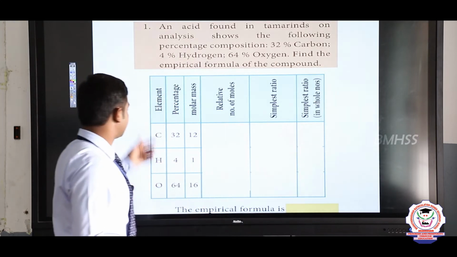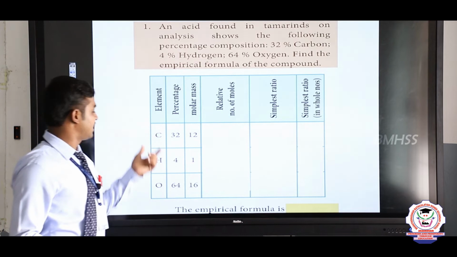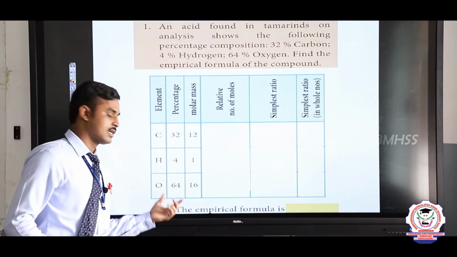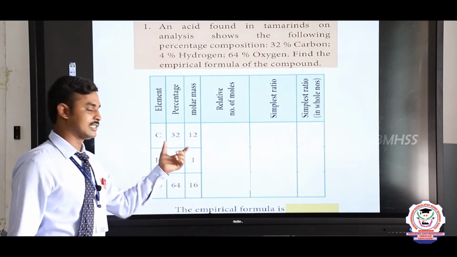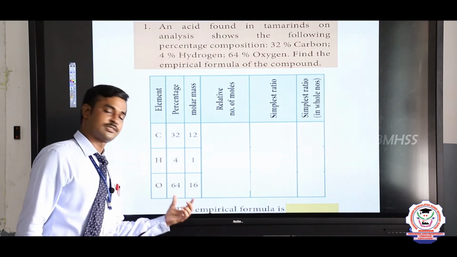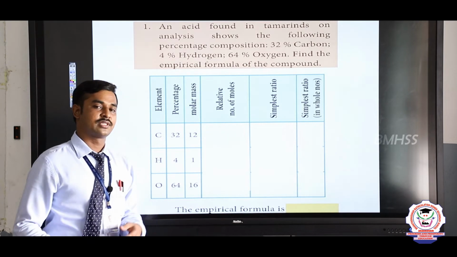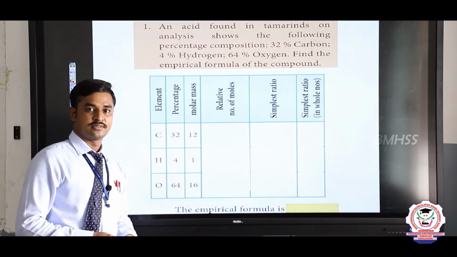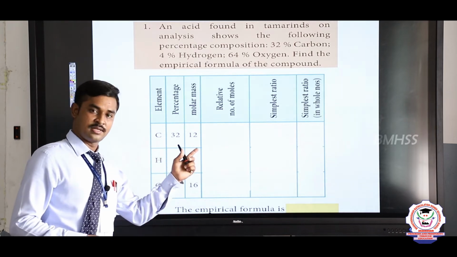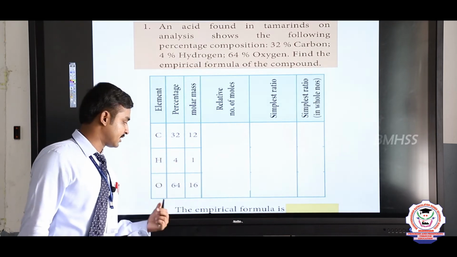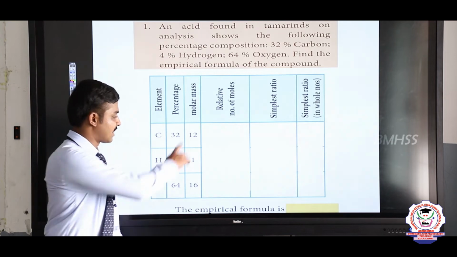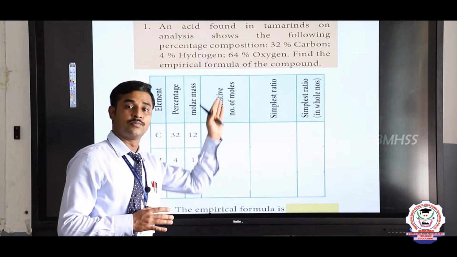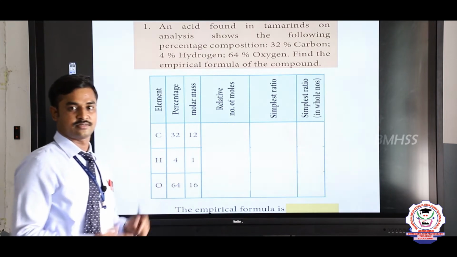See this. We have the elements carbon, hydrogen and oxygen. The percentages are given as 32, 4 and 64: for carbon 32, for hydrogen 4, for oxygen 64. We already know the molar mass of each element. Carbon has molar mass 12, hydrogen has 1 and oxygen has 16. We know the values, no? From this we can first find the relative number of moles present in the substance.